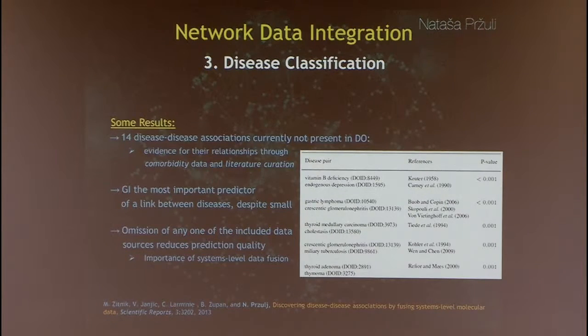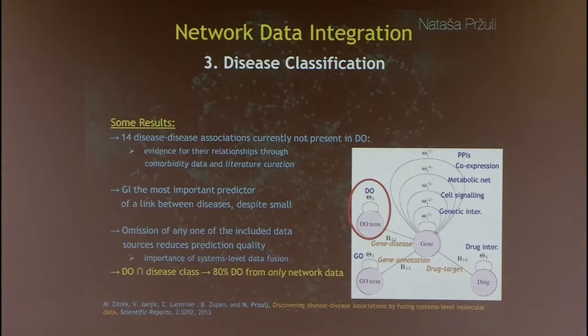Again, genetic interactions for human, even though they're very small, were the most important predictor, because we tested how well the fusion works with and without certain data. Basically, every type of data contributes to the quality of the model. And interestingly, 80% of disease ontology we can recover from fusing all of these types of data, so there is still room for improvement.